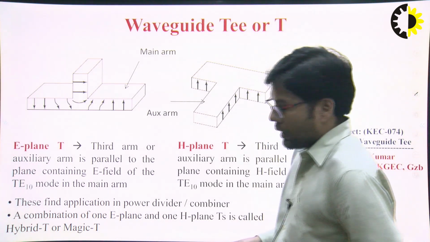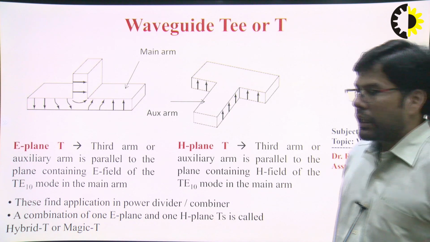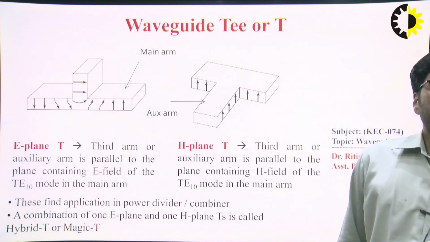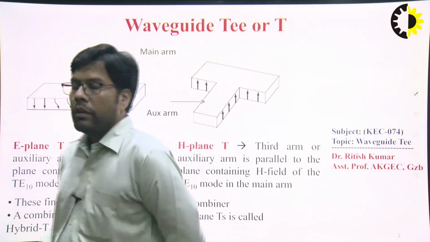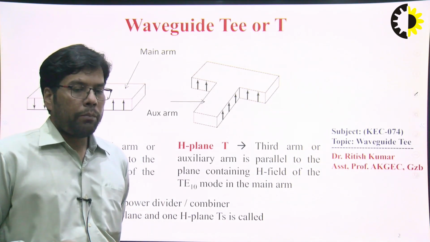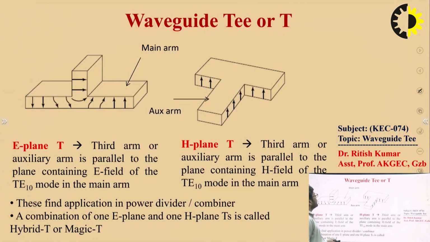First we need to understand what kind of magic tee we have in the lab. It is a combination of E plane tee and H plane tee, so we can also say it is a hybrid of E plane tee and H plane tee. The first figure is the E plane tee and the second figure is the H plane tee. What is the basic difference between these two tees?